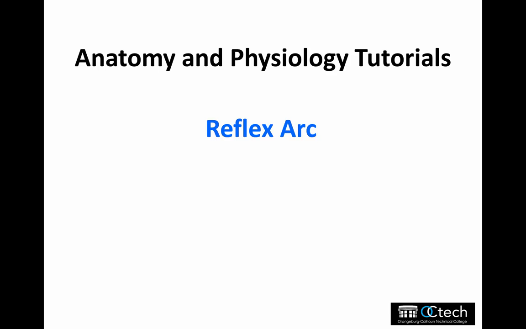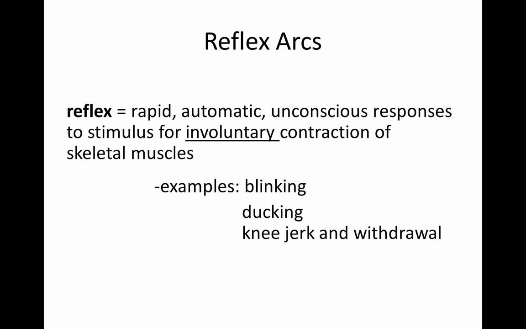Anatomy and Physiology tutorials, the reflex arc. The route impulses follow as they travel through the nervous system are called nerve pathways. The simplest of all nerve pathways include only a few neurons and is called a reflex arc.